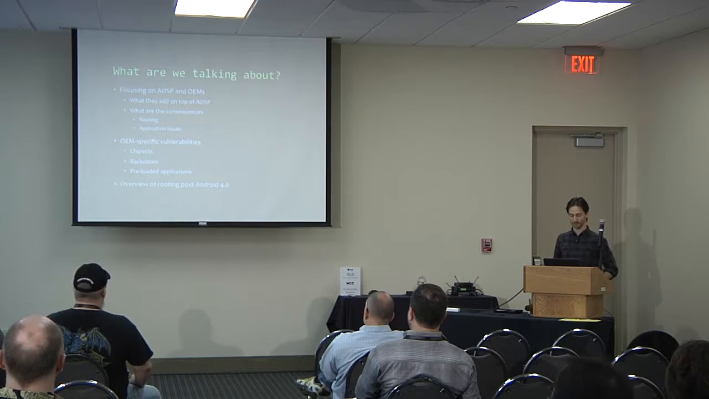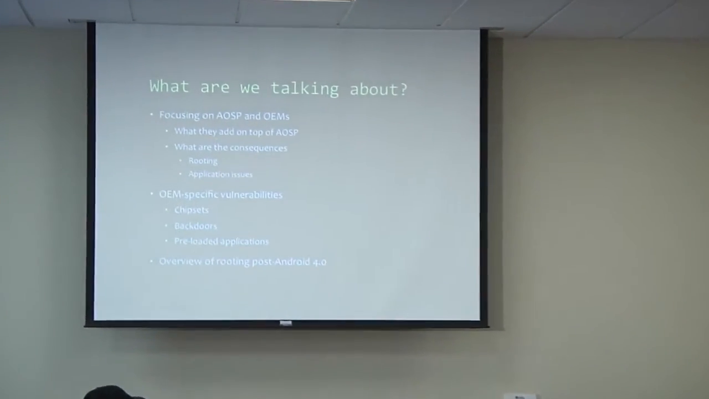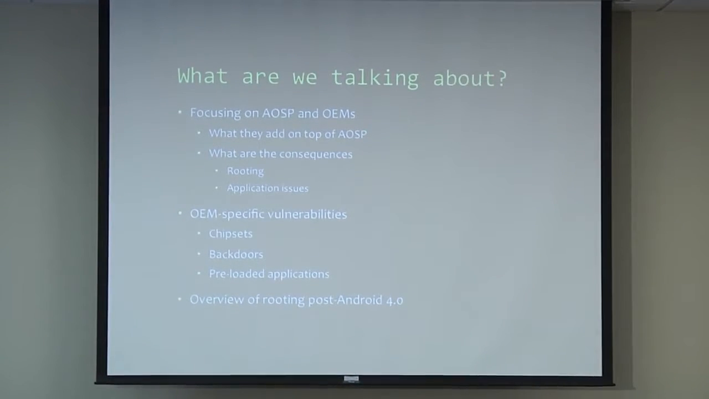But today we're talking about the Android Open Source Project and OEMs, what the OEMs add on top of the Android Open Source Project that we think of as one bundle of just Android, and then the consequences of what they've added, kind of comparing that to stock Android. We'll cover some OEM-specific vulnerabilities in chipsets, some clever backdoors that OEMs have put into devices. And then we'll look at preloaded applications, and I'll show you guys a tool that I wrote for getting a quick overview of what's on a device.